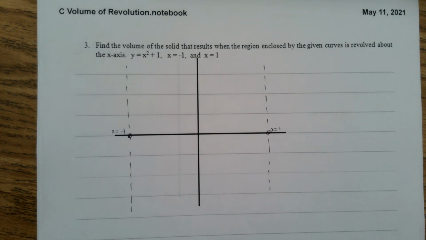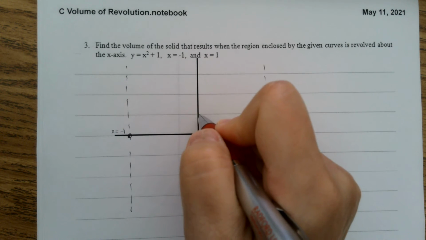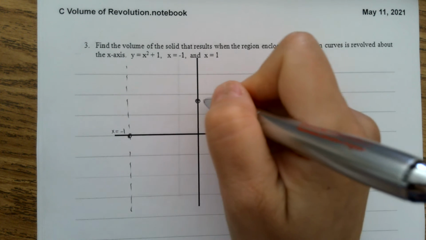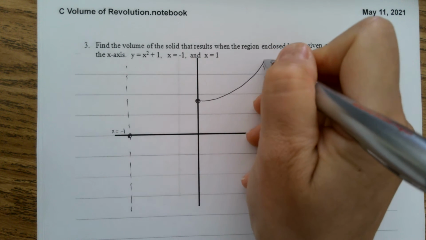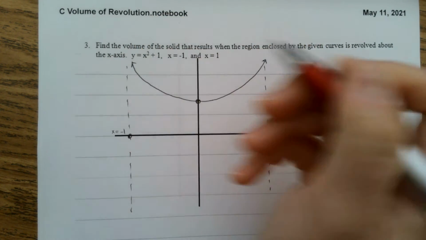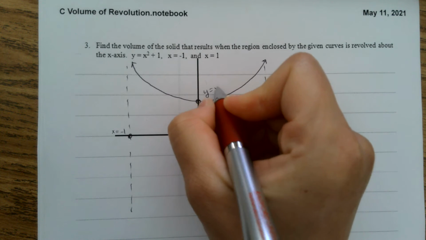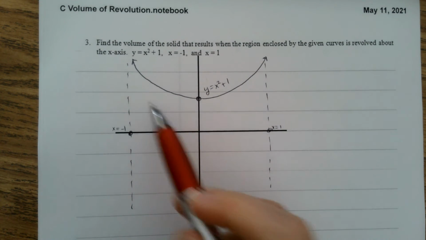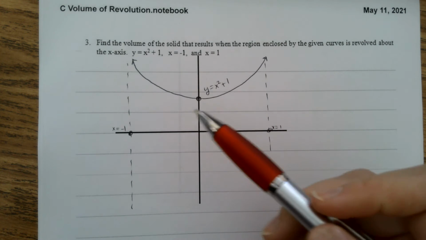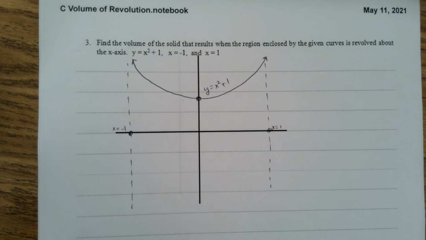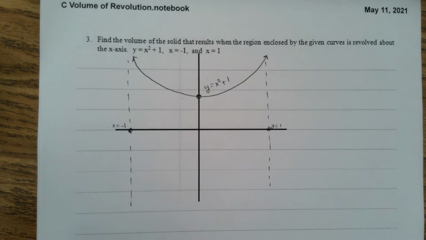And then the curve is x squared plus 1. So that's going to be a parabola that's been shifted up 1 unit. Y equals x squared plus 1. And we want to take this parabola and revolve it around the x-axis, because that's what it's told. If you need to pause and write it down, go for it.